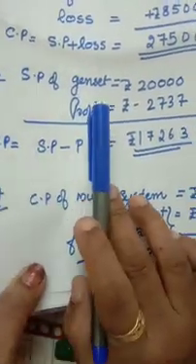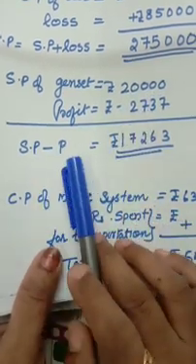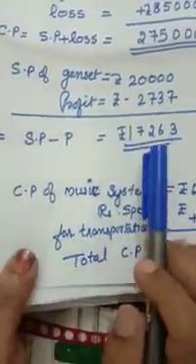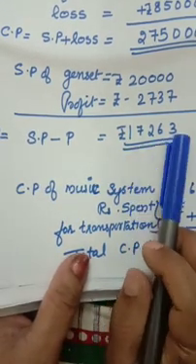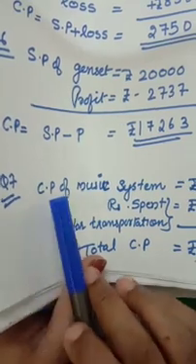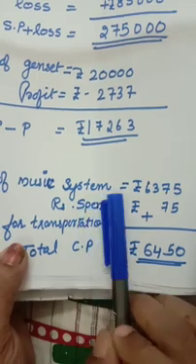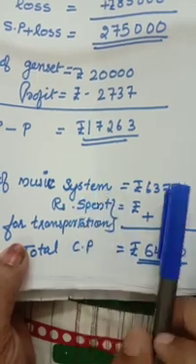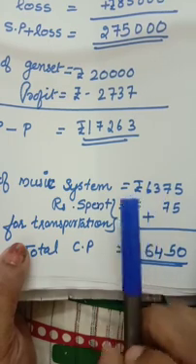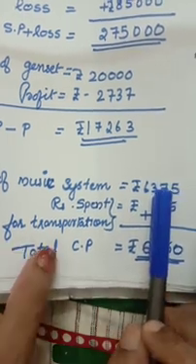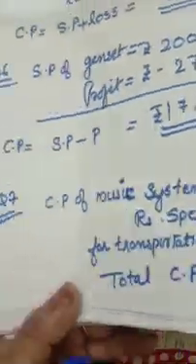And question number 6. SP of genset given, profit also given. SP minus profit, you will get CP. Subtract, you will get 17,263. Question number 7, CP of music system and this much money spent on the music system. That also you are giving from your pocket only, so you have to add, then you will get the total CP.